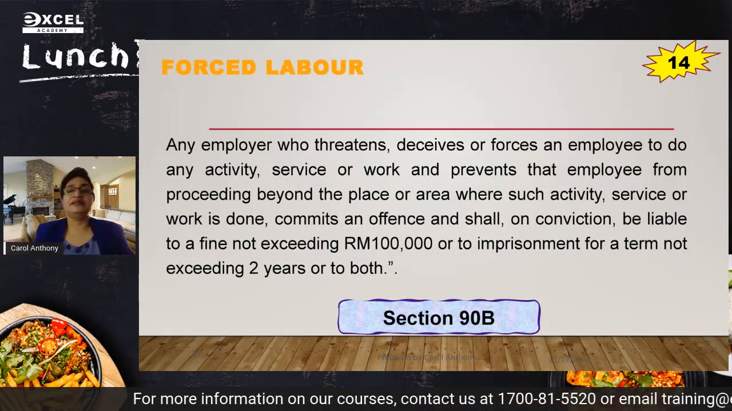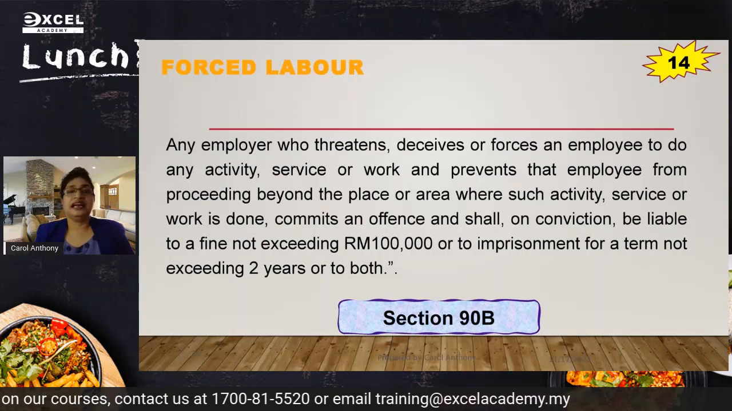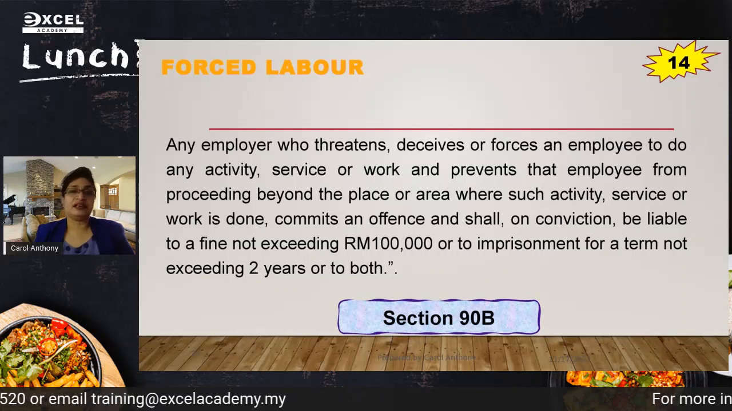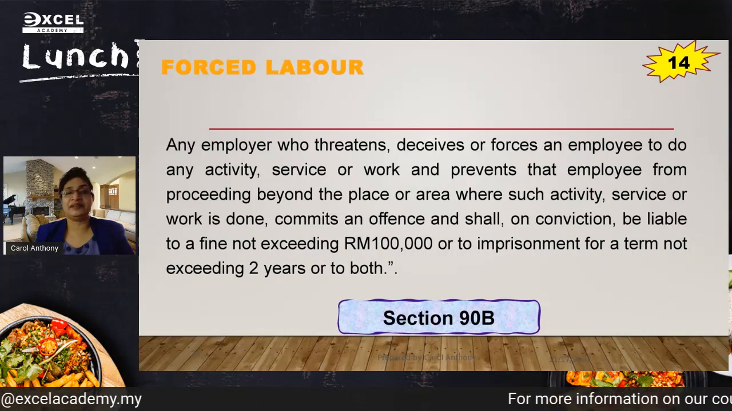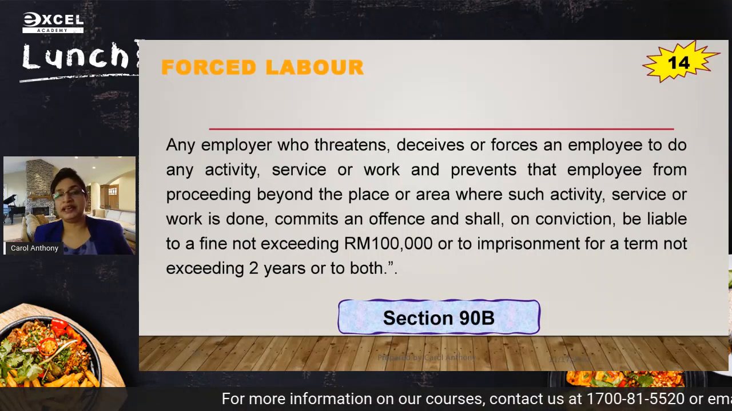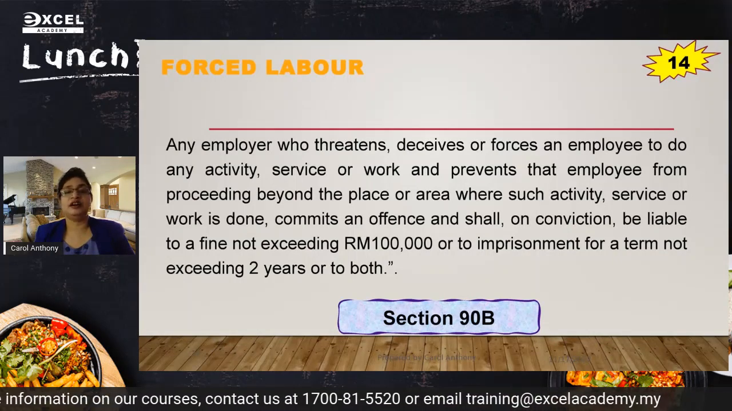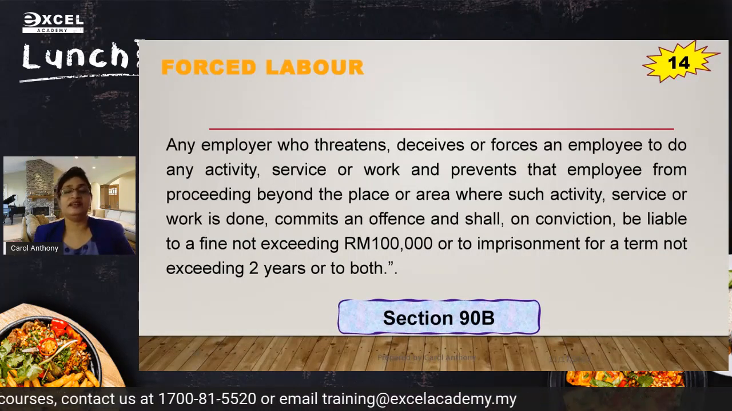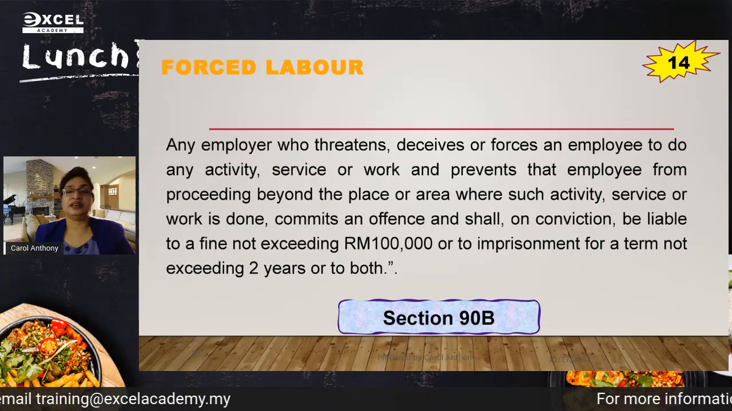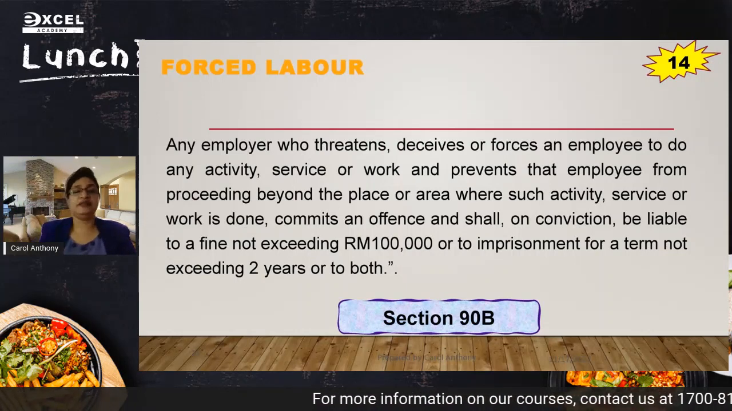All right, moving on. So last one, we've come to the last amendment, forced labor. Any employer who threatens, deceives, or forces an employee to do any activity, service, or work and prevents that employee from proceeding beyond the place or area where such activity, service, or work is done commits an offense. So again, this one can be fined up to 100,000 ringgit or imprisonment of 2 years or both. Could be fine and prison.